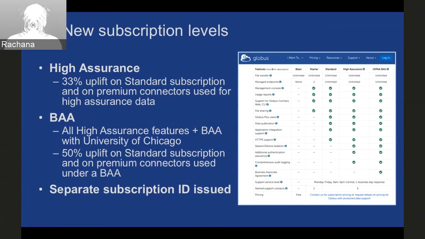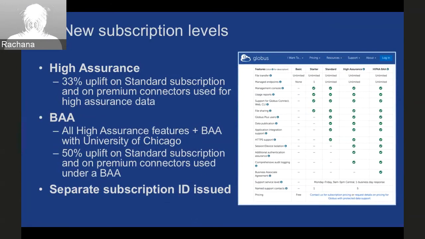But if you are operating in an environment that requires a business associate agreement, for example, a HIPAA regulated environment, then you would go into the BAA tier, which gives you all the features of the high assurance tier plus a BAA with the University of Chicago. And that's a 50% uplift on the standard subscription.